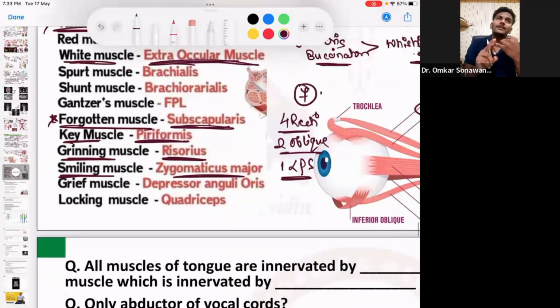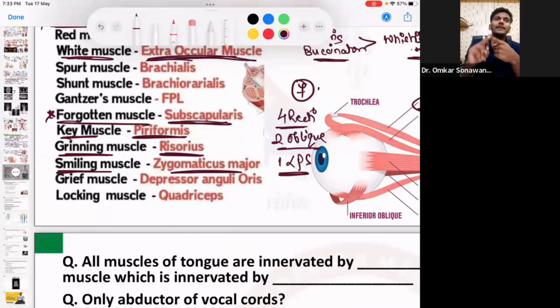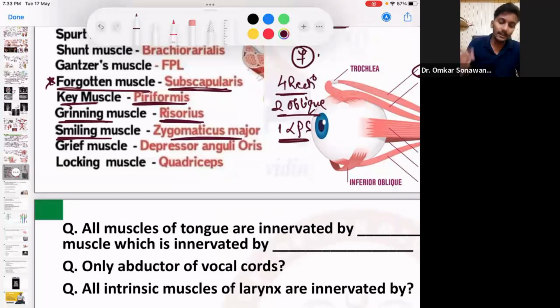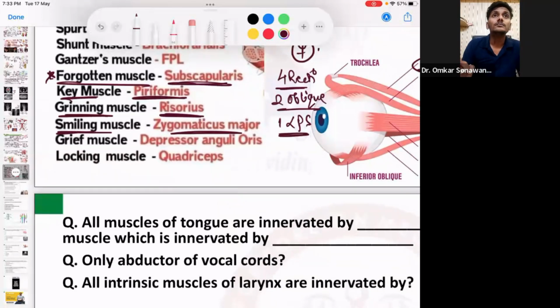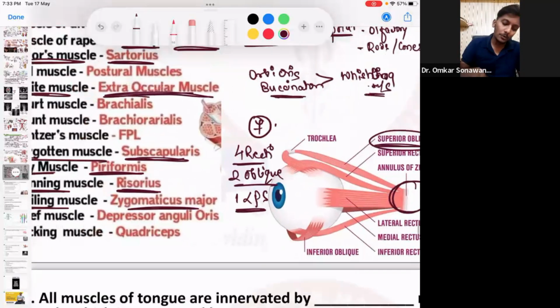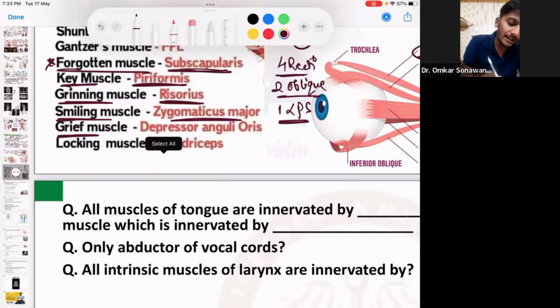The muscles of mastication are the masseter, temporalis, and lateral and medial pterygoid muscles. Remember, they are innervated by the trigeminal nerve. Zygomaticus is the smiling or laughter muscle. Buccinator and orbicularis oris are the muscles used for whistling or blowing. The grief muscle or sad muscle is the depressor anguli oris, which pulls the mouth downward.